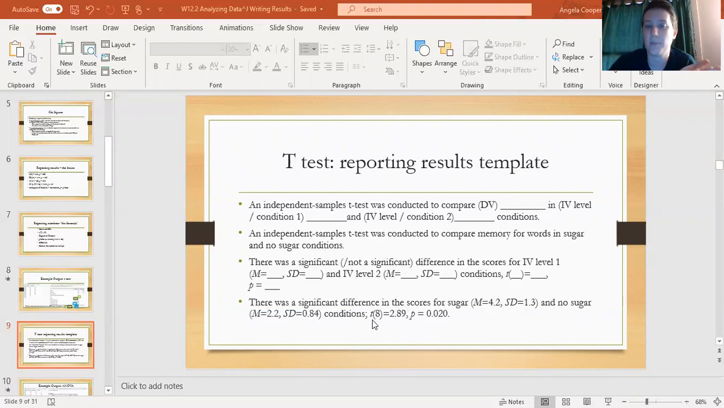And then you just simply state your t-test results. So you'll see that their p-value was less than 0.05. So to say there was a significant difference in the scores for sugar and no sugar conditions would be accurate because they rejected their null hypothesis.